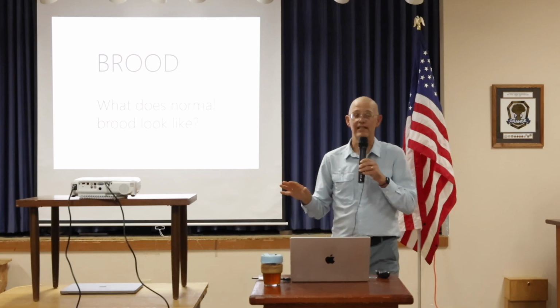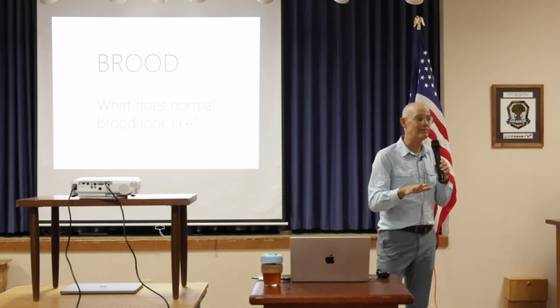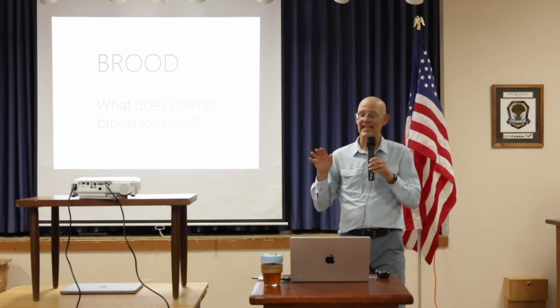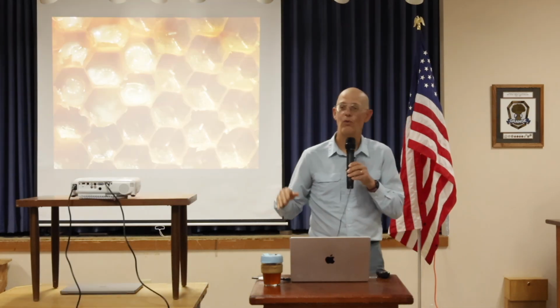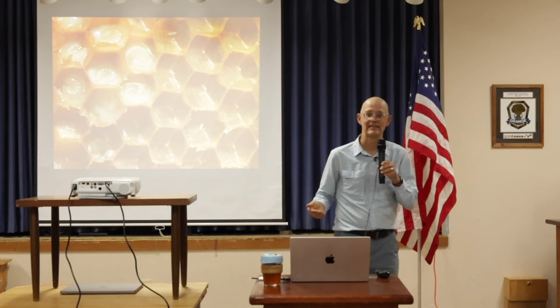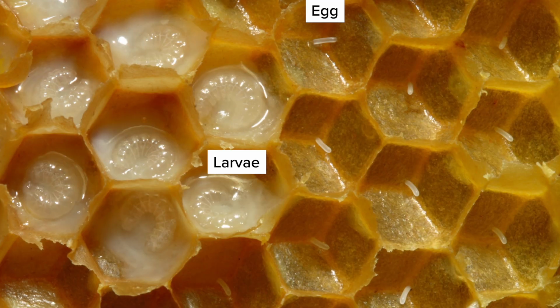To begin with, let's all play a game. What does normal brood look like? What do we have here, folks? Larva, right? And you can see the eggs there as well. There you can see the eggs. There are the larvae floating in brood food.